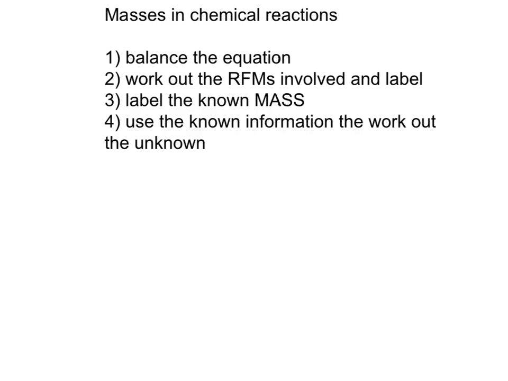So this is a video on how to work out masses in chemical reactions. We're going to start with an example equation and look at how we need to balance it, and then go through the steps that you can see. The first one is to balance the equation, then we work out the RFMs, the relative formula masses which are involved in the equation, and label them on the diagram. Then label the known mass from the question, and we'll come on to that later on. And you've got to use that information to work out the unknown mass.